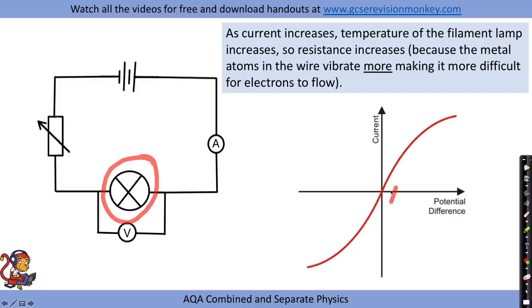Okay, you can see here the graph tailing off as current gets higher. The trouble is the lamp gets very, very hot, and then the atoms in the wire vibrate more. They are already vibrating because they're a solid, but they vibrate more, making it more difficult for the electrons to flow. So we get this curving off here as the resistance gets really high, so current can't increase at the same rate that it was before.